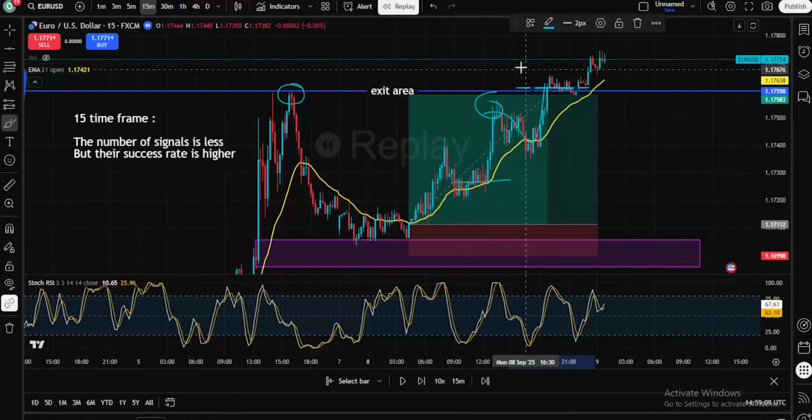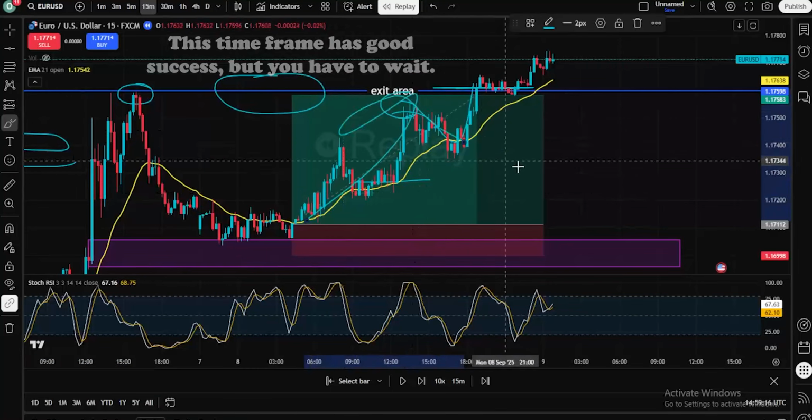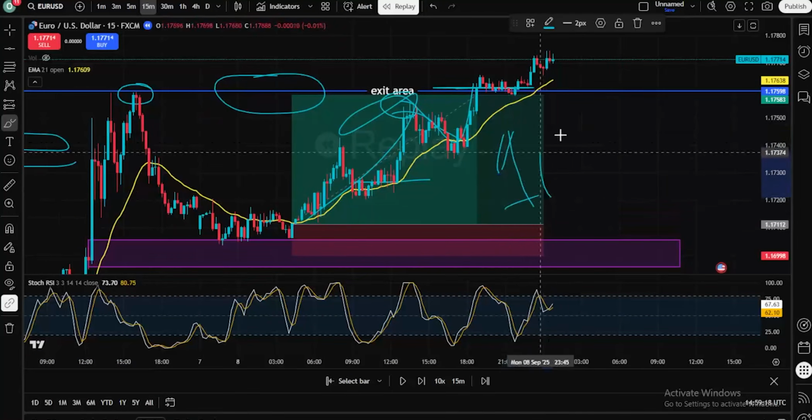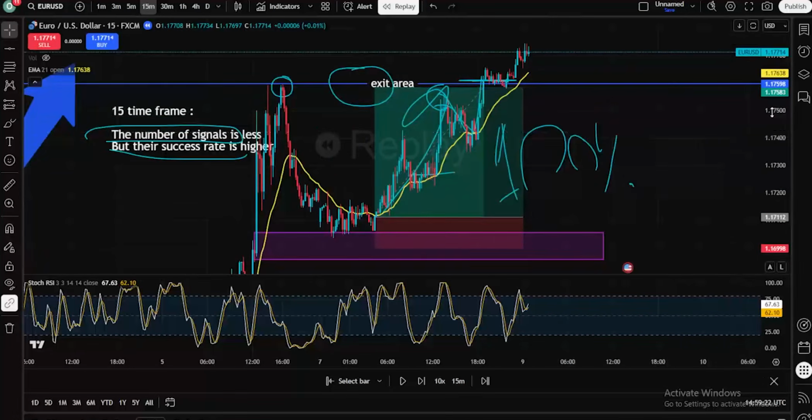Advantages of the 15-minute time frame. The number of signals is less, but their success rate is higher. Less chance of seeing fake outs or false breaks. And since you have more time, you can wait for more factors to confirm at the same time.